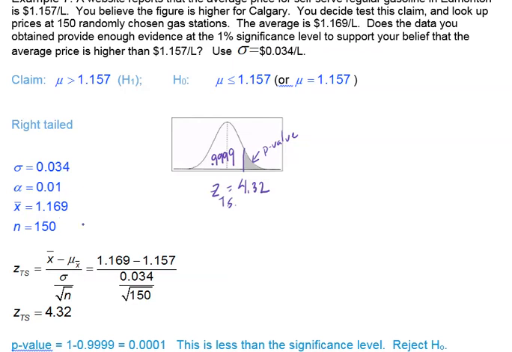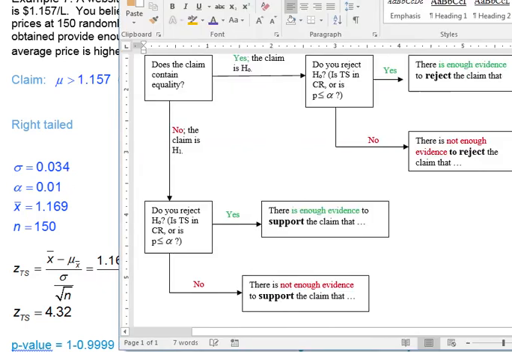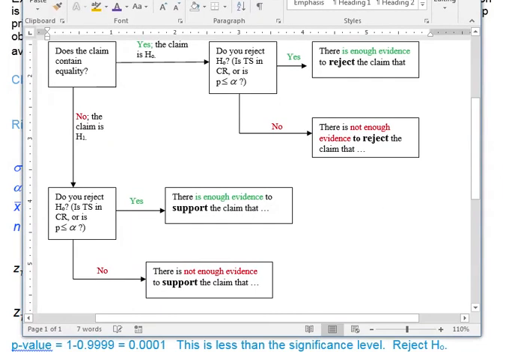Our decision step: is this p-value less than alpha? And p-value is definitely less than alpha, right? 0.0001 is less than 0.01. So we're going to reject the null hypothesis, right, when our answer is yes. Again, let's look at our flowchart on this one. So does the claim contain equality? We said no, it's less than, so we came down here.